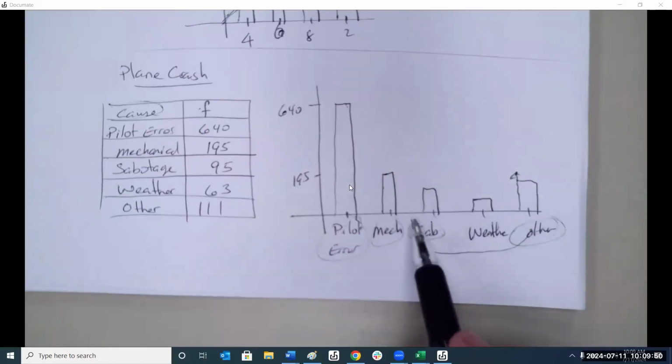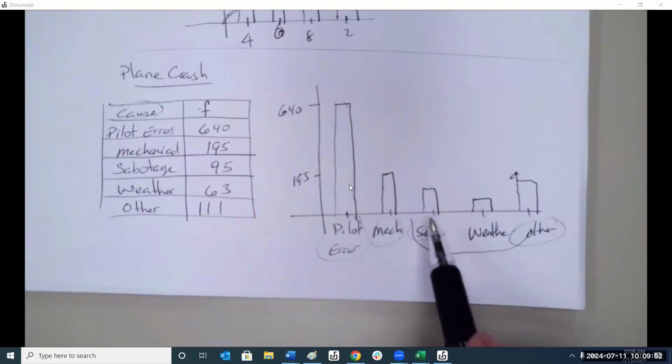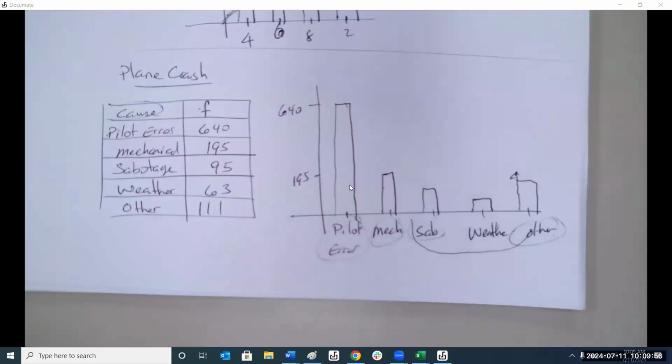What kind of graph is that? Was that Pareto? Yes. Very good. Pareto chart.